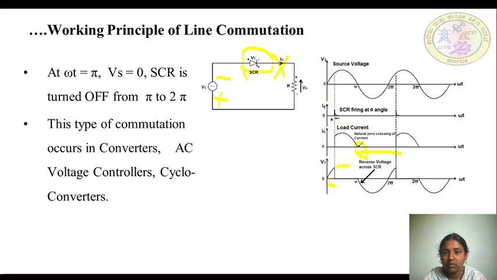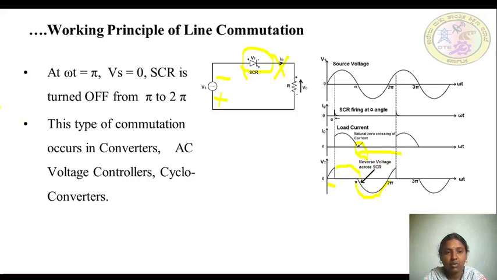So from alpha to pi region, SCR is going to be in the on state. So the voltage across the SCR will become 0. So the current will be maximum and the voltage will be 0 across the SCR. Again from pi to 2 pi region, the SCR voltage will be the same as your supply voltage, because SCR is reverse biased in this region and SCR is not conducting. And from alpha to pi, SCR is forward biased and SCR is in the conducting state.